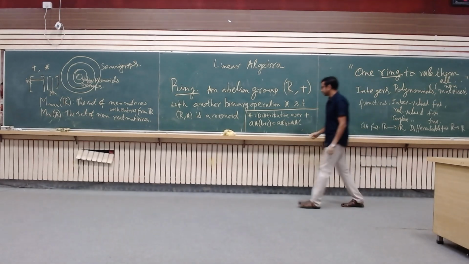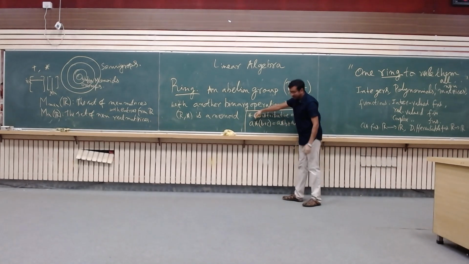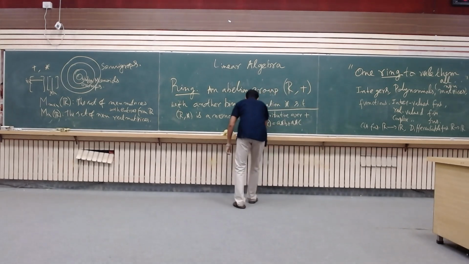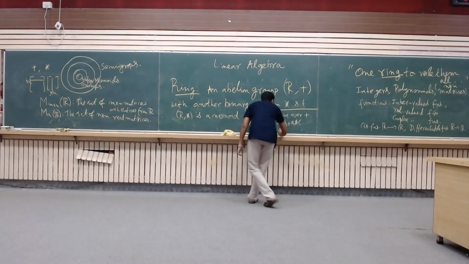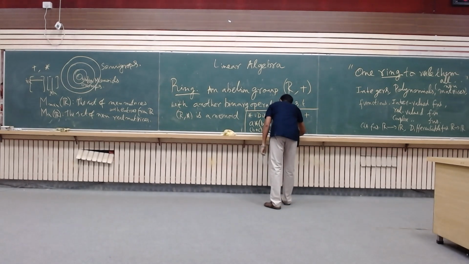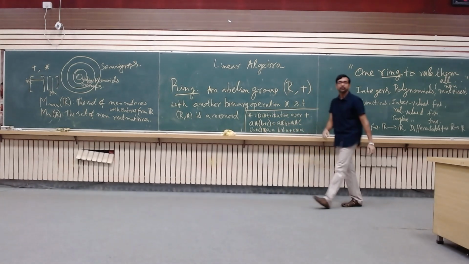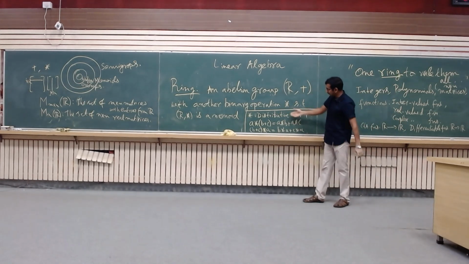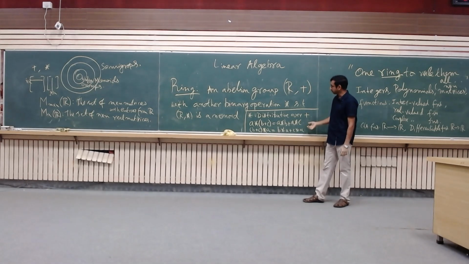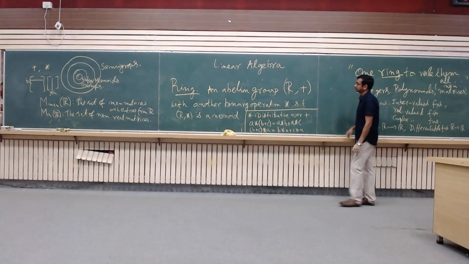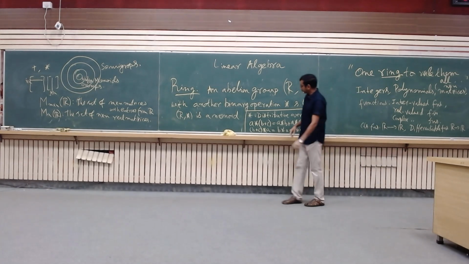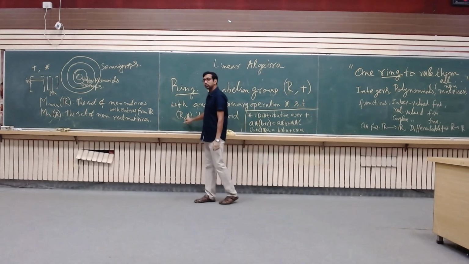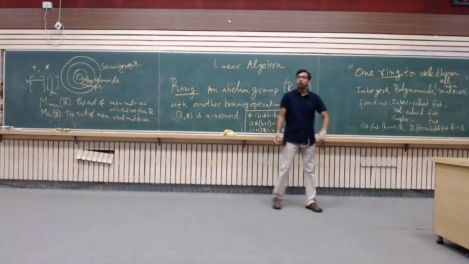And you don't know whether this is commutative, right? So you also have to write it from the right hand side. (B plus C) star A is equal to B star A plus C star A. This is saying that the multiplication is distributive with respect to addition in this ring R. In particular, if this is commutative, we call R a commutative ring.